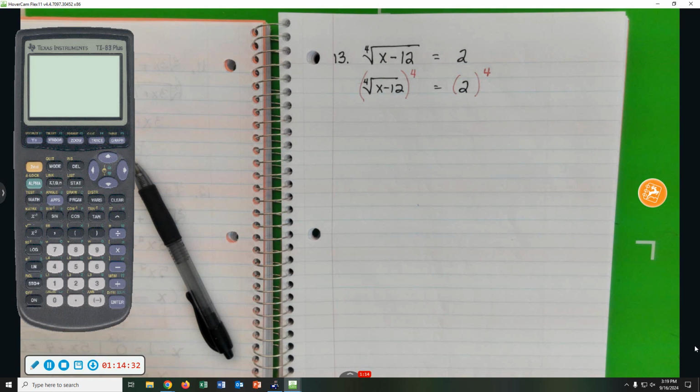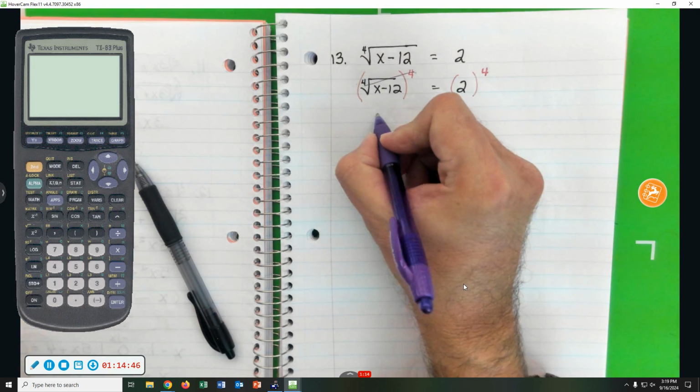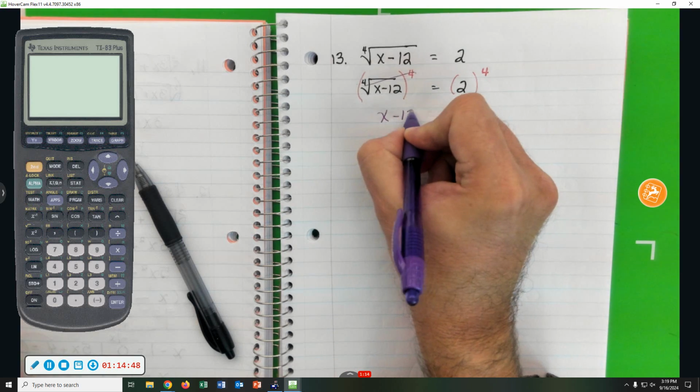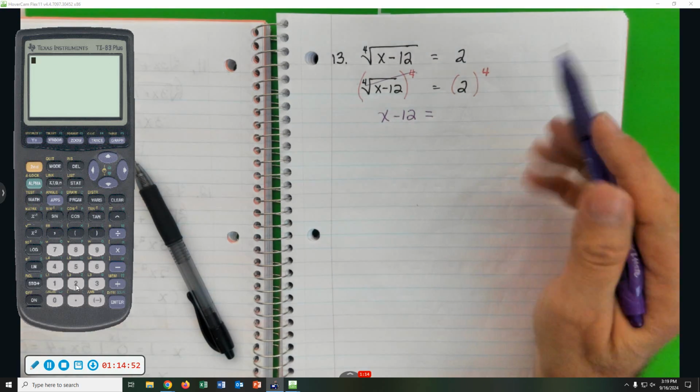Are we going to have to check our answer at the end? Yes, because 4 is an even number, but it'll be easy, so don't worry. What's the left side going to reduce to? X minus 12, I agree. And on the right side, don't say 8. 16.